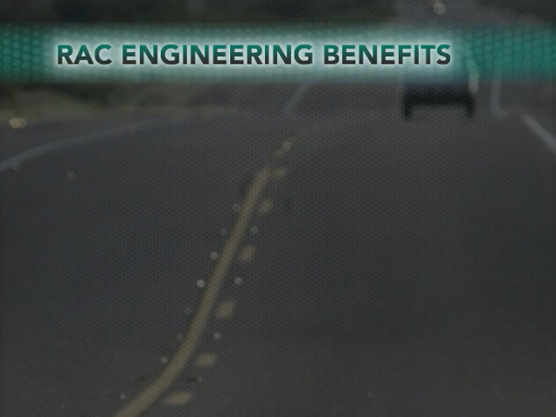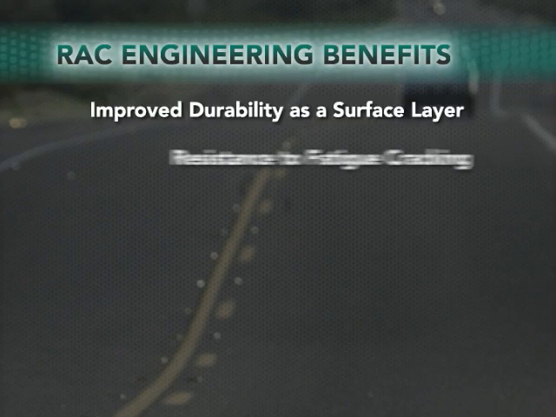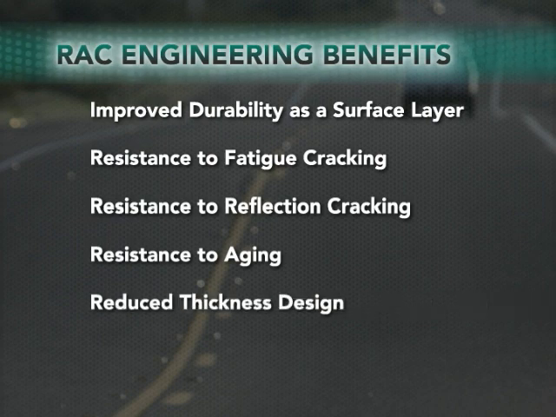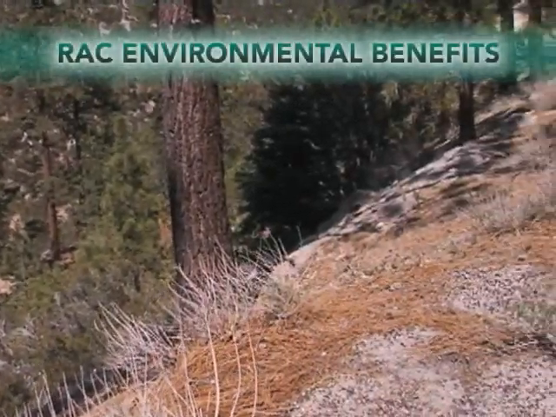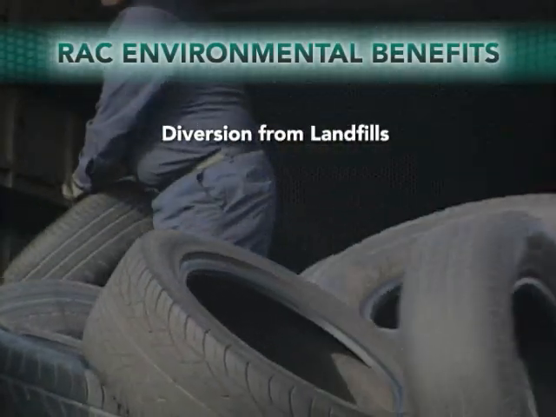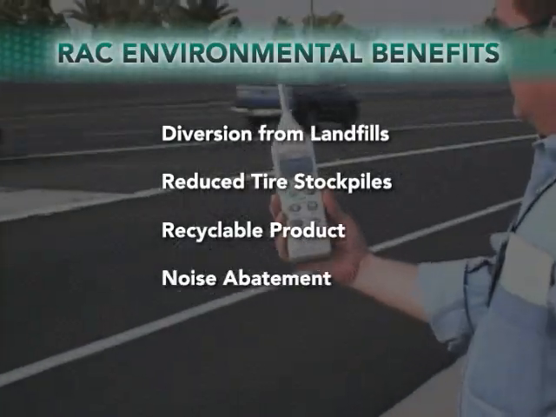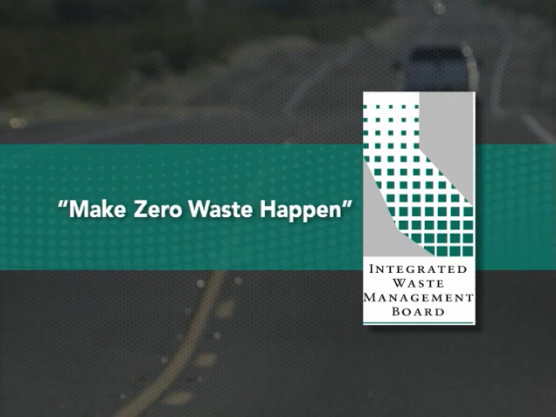Asphalt rubber provides the following engineering benefits: improved durability as a surface layer, resistance to fatigue cracking, resistance to reflection cracking, resistance to aging, reduced thickness design, and lower life cycle costs. Asphalt rubber provides the following environmental benefits: diversion from landfills, reduced tire stockpiles, recyclable product, and noise abatement. All of these environmental benefits can contribute toward making zero waste happen within California.